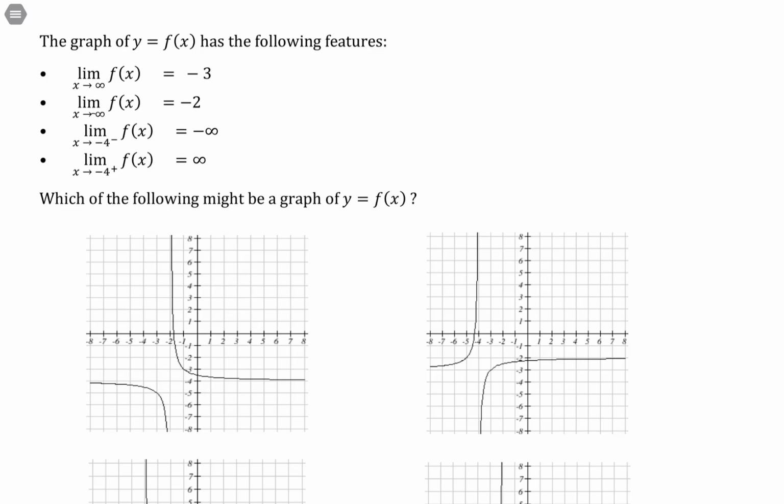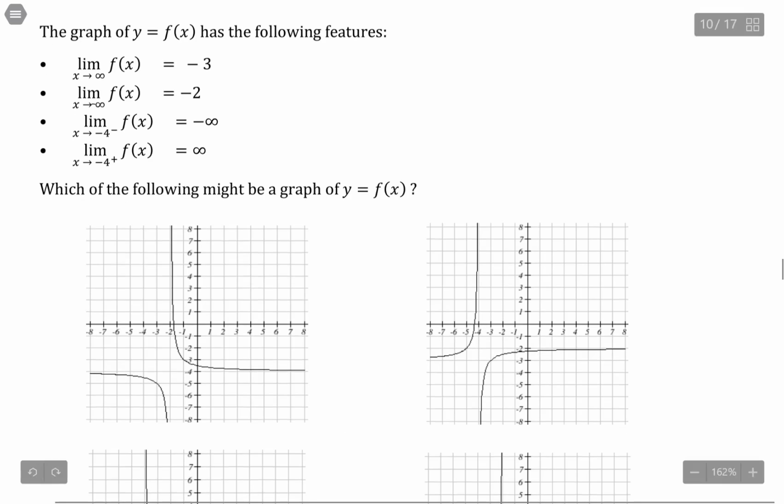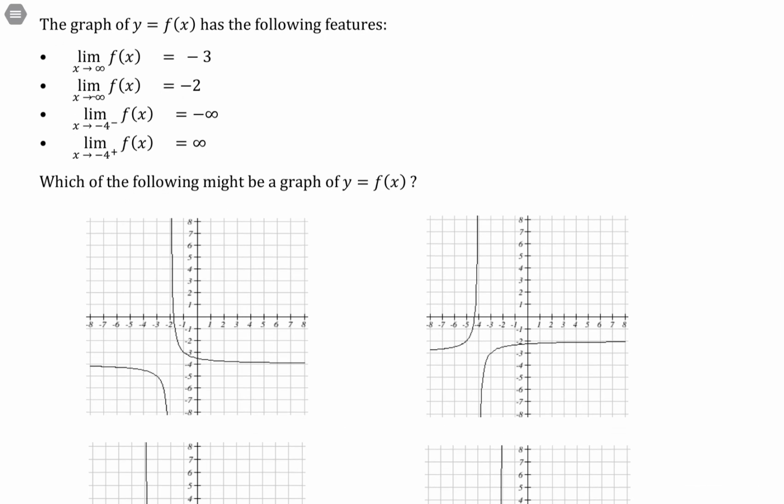So let's start with the first clue and see what we can eliminate from the possibilities. So we have the limit as x goes to infinity being negative 3. So what that means is, as x goes to positive infinity, I would have to have a limit value of negative 3, which means I would have a horizontal asymptote at negative 3. Well, that's not the case for this first one, so we can eliminate that from the possibilities.